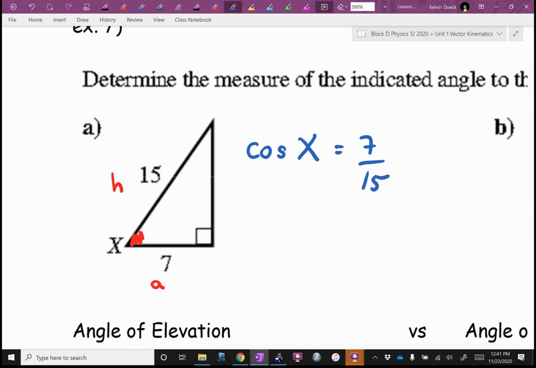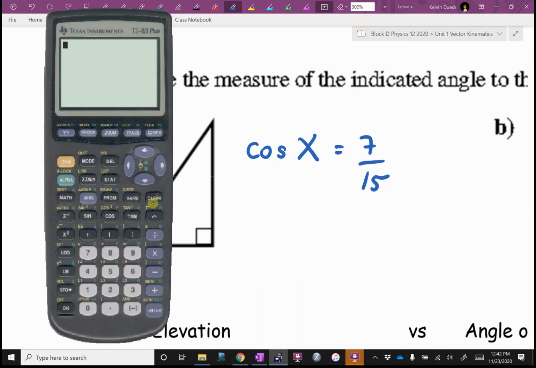Oh, now we're finding an angle. How do I do that? This was using the shift or the inverse or the second function button. Although, because I've got a fraction, what I'll have to do is go second function cosine bracket 7 divided by 15. Or those of you that have the fancy fraction button can use that there. But you need to let it know that you want it to go 7 divided by 15 first, and then shift cos that.